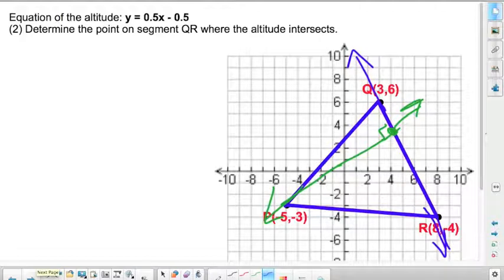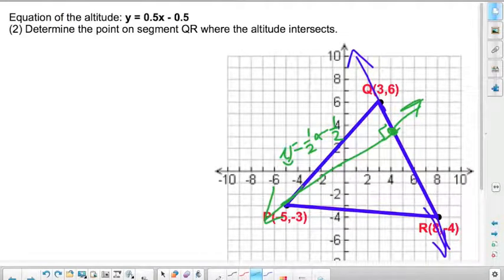Right? It's just two lines. So we're going to the point of intersection. Well, we know the equation of this one: y is equal to 1/2 x minus 1/2. So we know the equation of one line. How do we get that point of intersection? What else do we need? Well, the negative reciprocal of the slope of the green line.